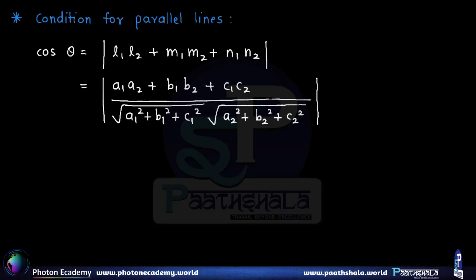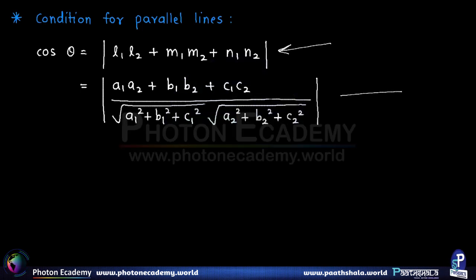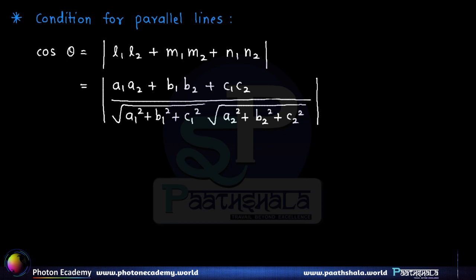Now let us see the condition for parallel lines. We have seen the formula for angle between two lines, that is cos theta, as given here in terms of the direction cosines as well as in terms of the direction ratios of the two lines. Now suppose we want to develop a condition to test whether the two lines are parallel or not, by knowing the values of their direction cosines or direction ratios.